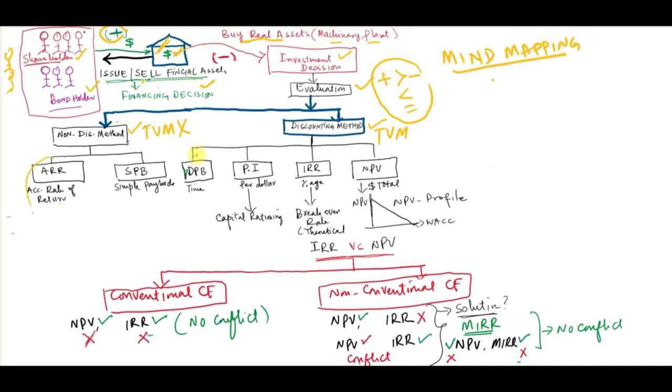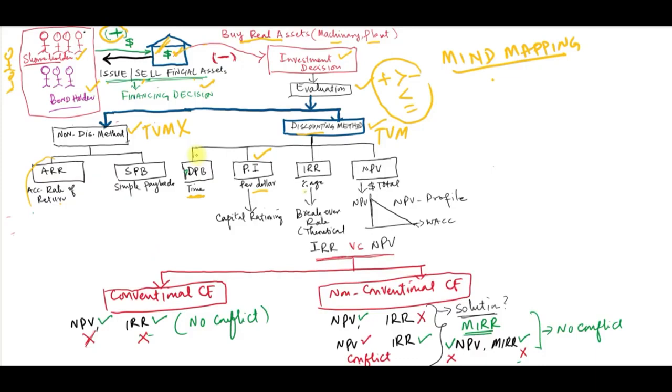Our more focus is on discounting methods. In discounting methods we have discounted payback, because this method talks about the time it takes to cover your initial investment. And then the profitability index. The profitability index talks about your return per dollar. If you invest $1, how much are you going to get on this $1? The profitability index helps you answer this question. And then we have the internal rate of return.